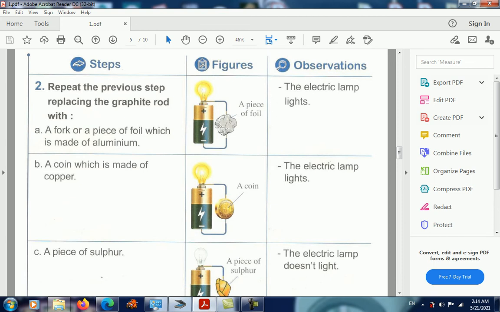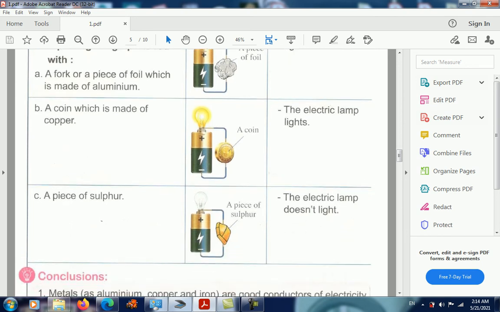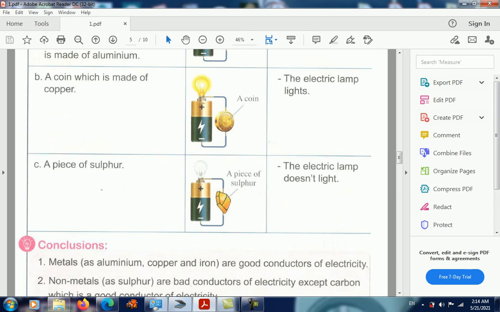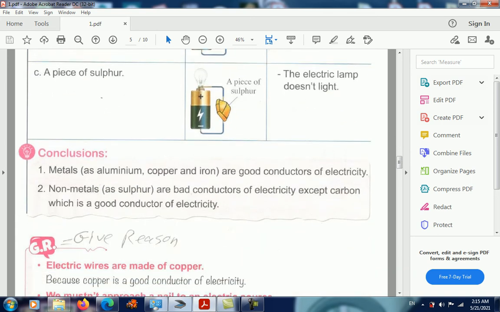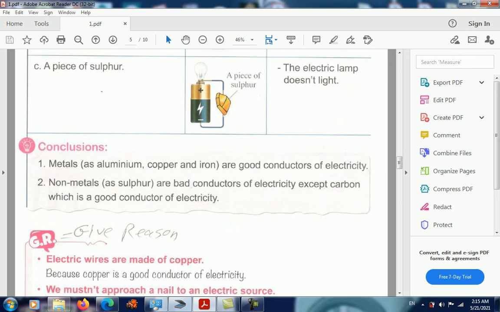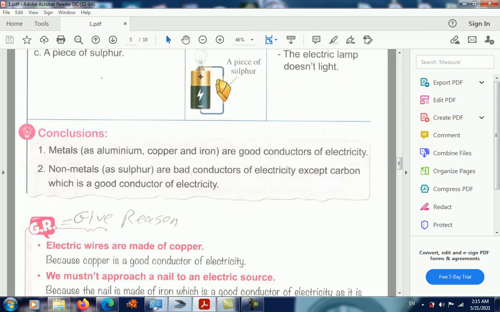If we repeat the previous step, but this time replace the graphite rod with a fork or a piece of foil which is made of aluminium, what will happen? The electric lamp lights. If we repeat the experiment again, but replacing it this time with a coin which is made of copper, the electric lamp lights as well. But if we make the replacement with sulfur in this case, what happened? The electric lamp does not light. There will be no light at all.